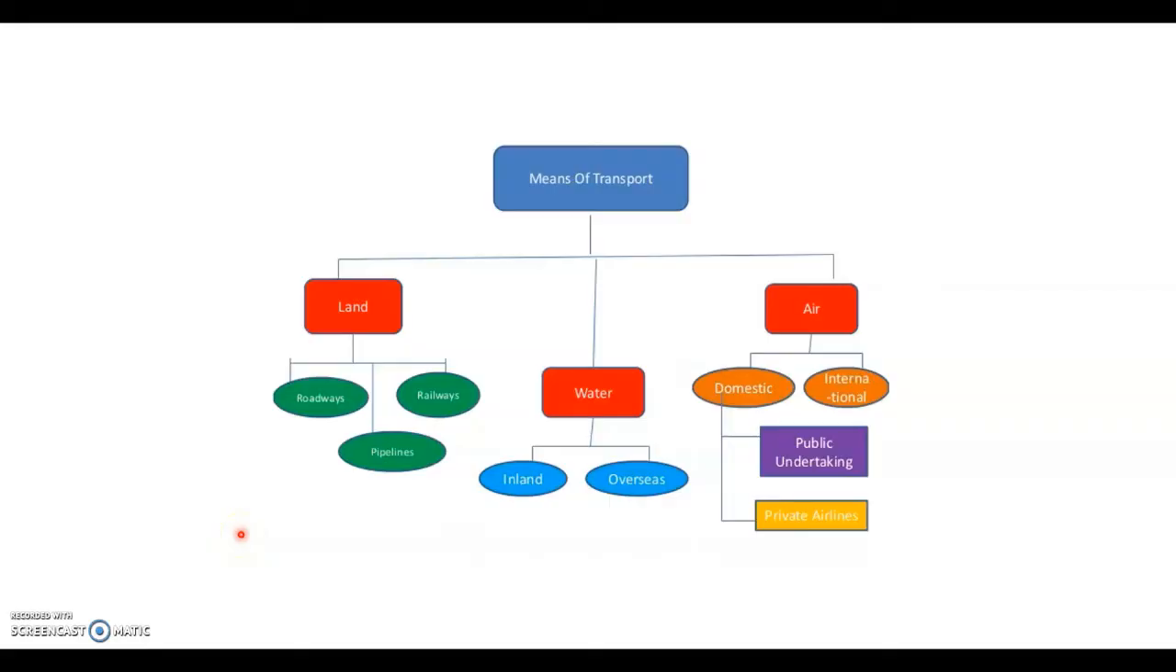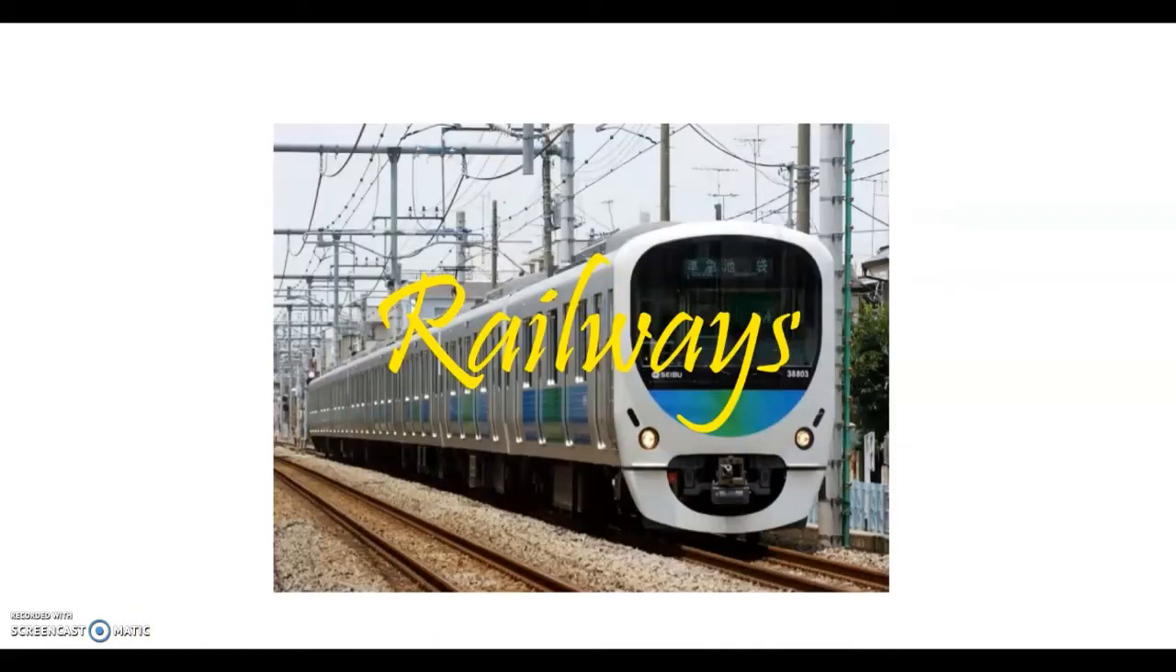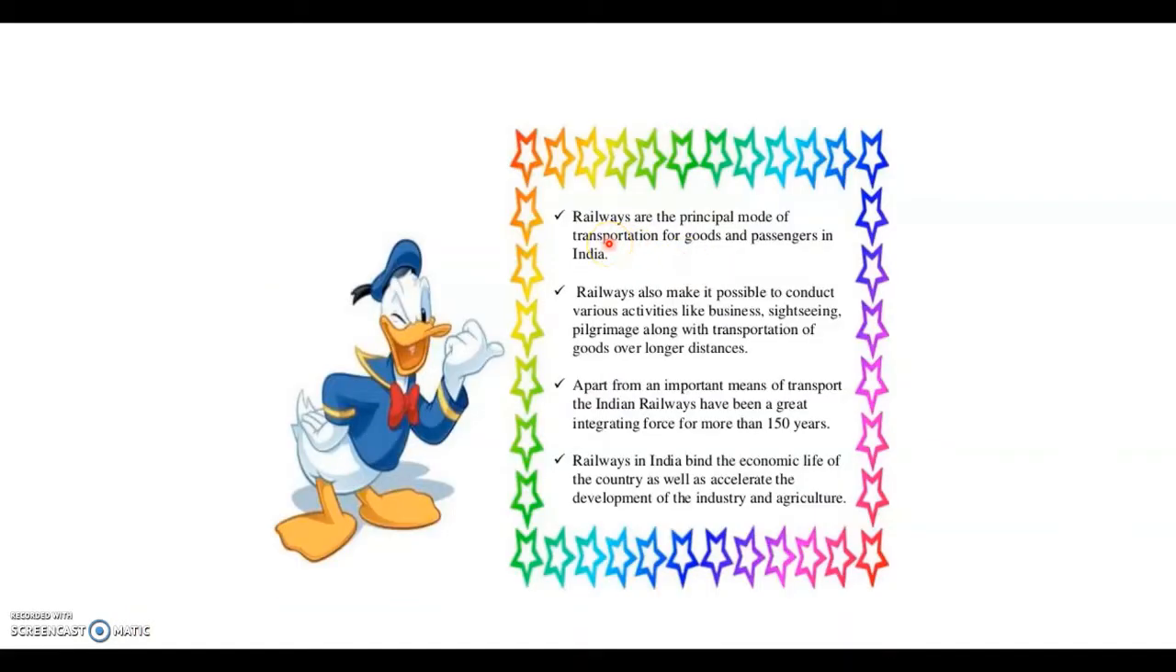So children, what are the different means of transport? Land, water and air. Land includes roadways, railways and pipelines. Today we will learn about railways and pipelines. First one is railways. Railways are the principal mode of transportation for goods and passengers in India. This is one mark question. Railways are the principal mode of transportation for goods and passengers in India.